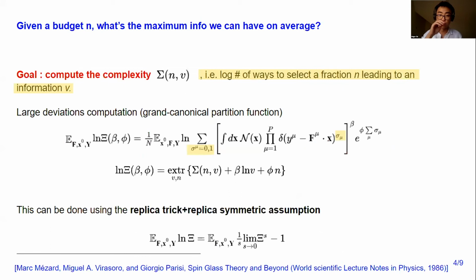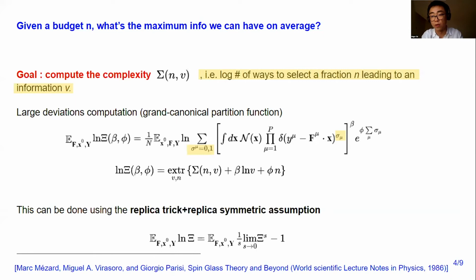So the goal, the quantity we actually computed, is what we call the complexity. Complexity Sigma(n, V) is the logarithm of the number of ways to select the function n, so that at the end of the day, you have a Gardner volume V. So in practice, how do we do this?